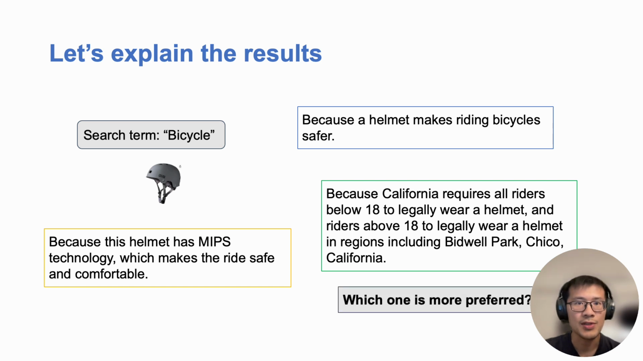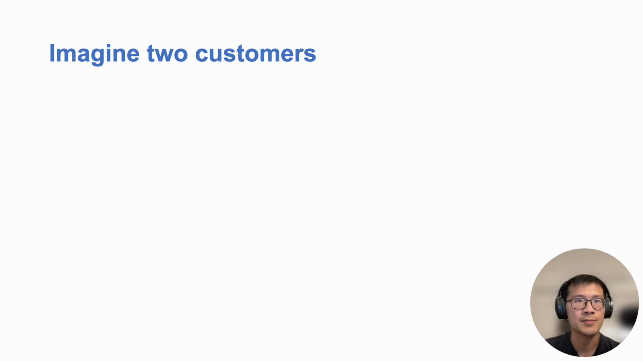Which of these explanations is more preferred? In this paper, we argue for a perspective. The most suitable explanation depends on who we are explaining to. In other words, there is no static criteria for the quality of the explanation. Let's illustrate that using an example.